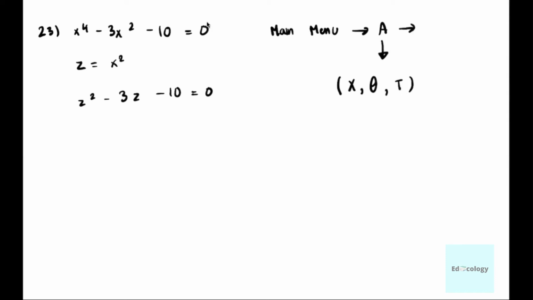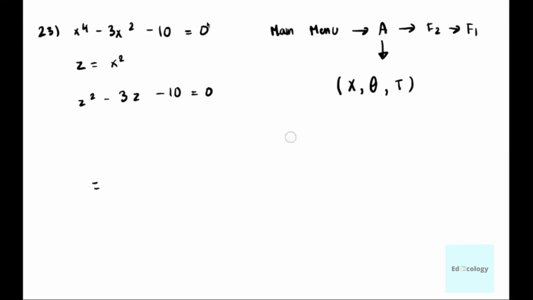So you go to main menu, then A, then you go to F2, then in this case it's quadratic, so F1, and then you just write what is A, what is B, and what is C. In this case, A is 1, B is -3, and C is -10. So let's write that down. 1 is A, B is -3, C is -10. Solve. So we will get Z.